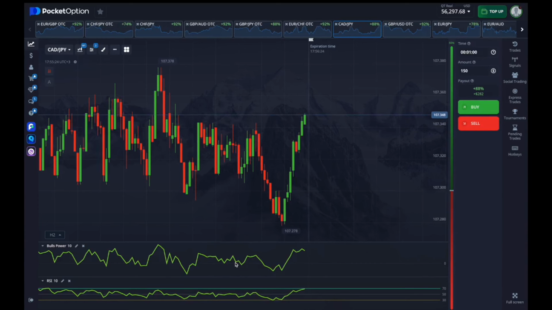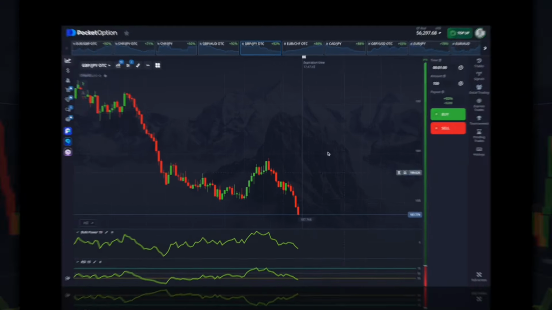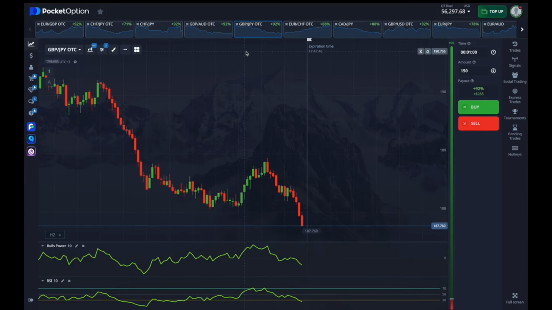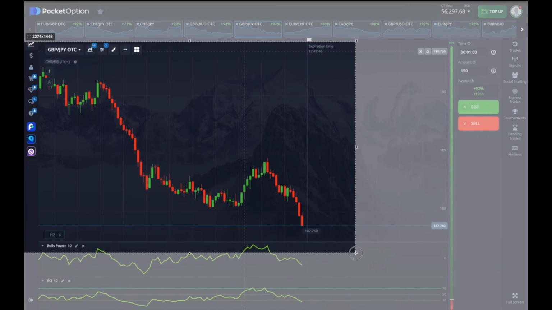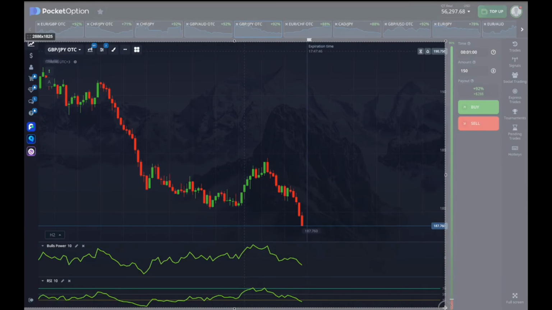And now let's move on to trading and practice. I'll show you how these indicators work. We're trading the British pound against the Japanese yen on our monitor. Let me show you this trading setup. Here's what it looks like.